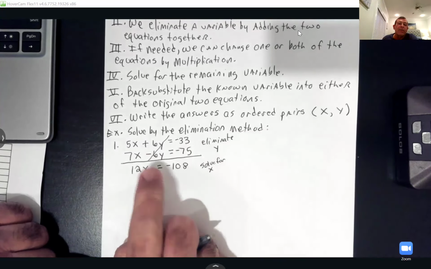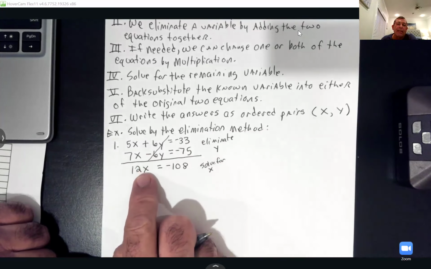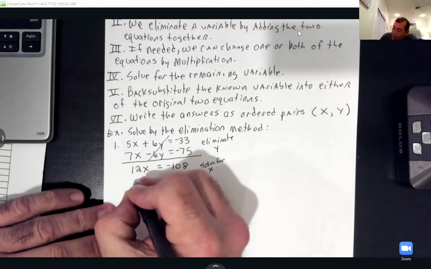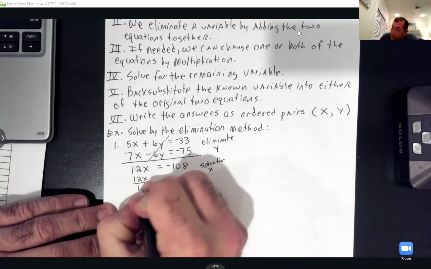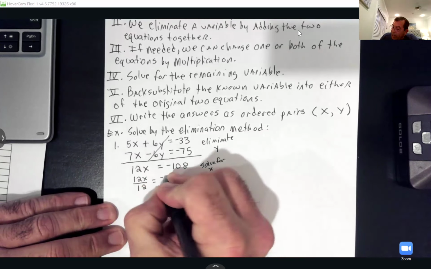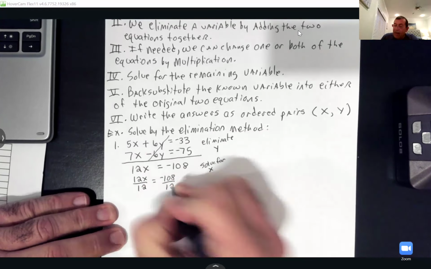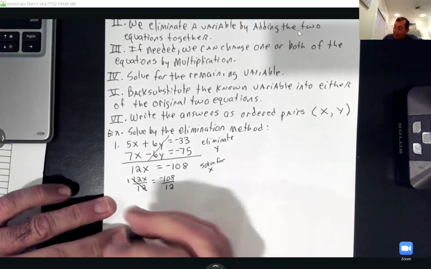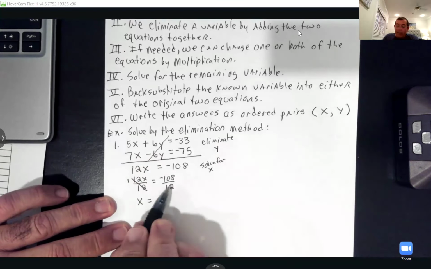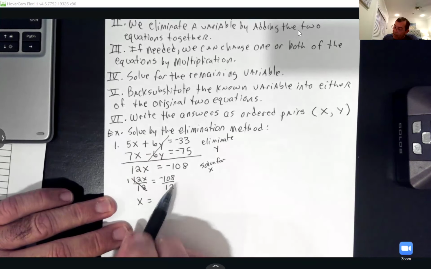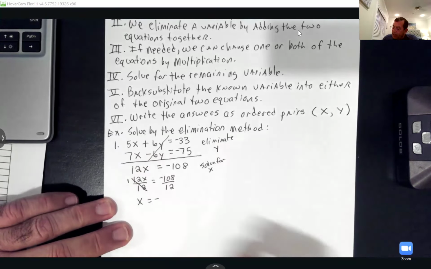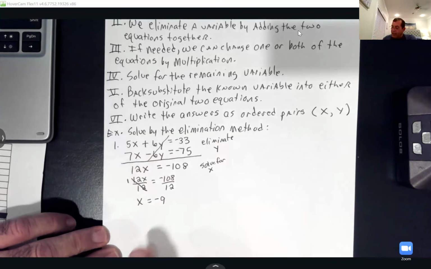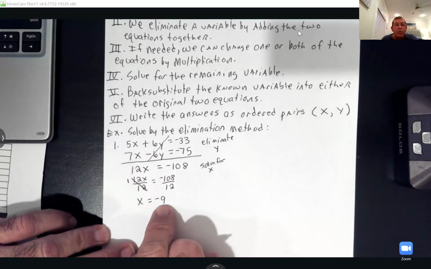And to solve for that x, once you've got an x on one side and a number on the other, the only thing you can do is divide, okay? So I'm going to do 12x divided by 12 equals negative 108 divided by 12. 12 divided by 12 gives me 1x like I needed. Negative 108 divided by 12 is going to be negative 9. So look at this.